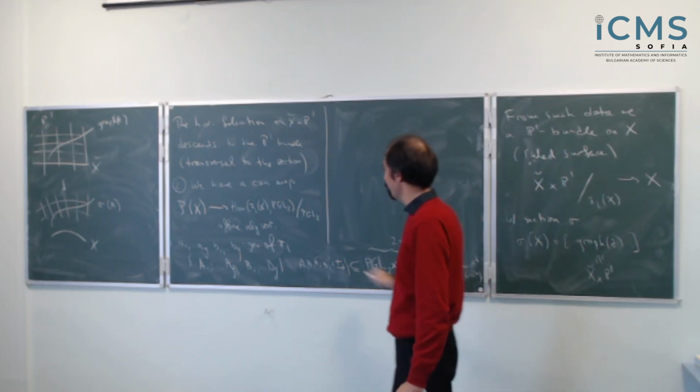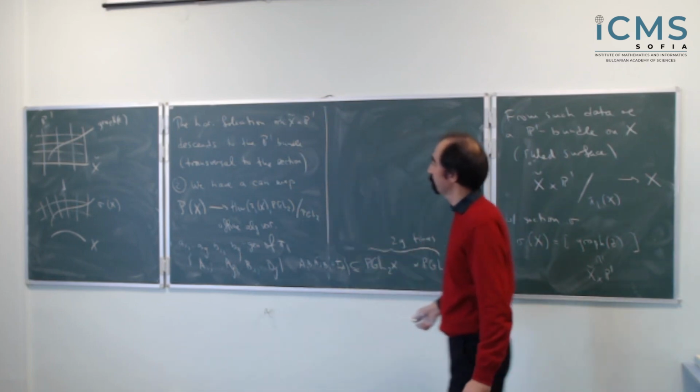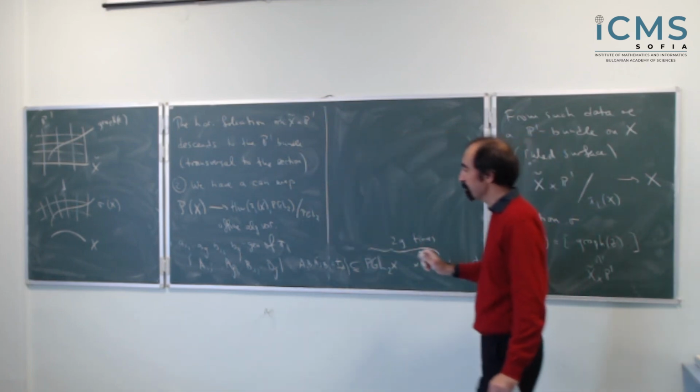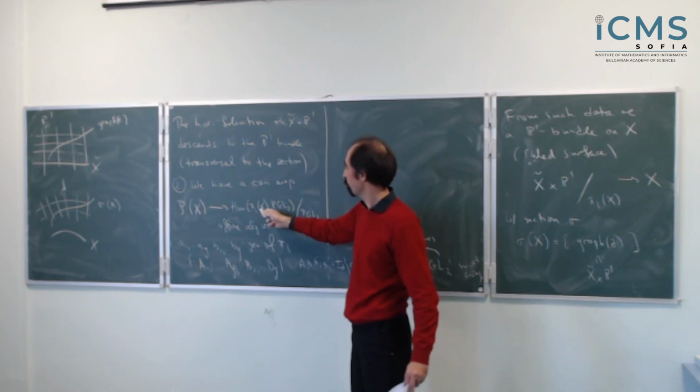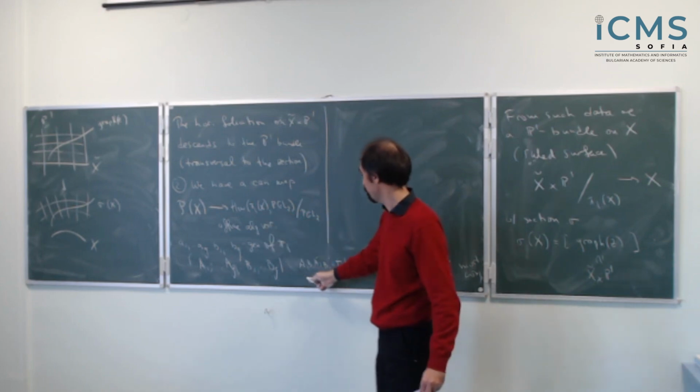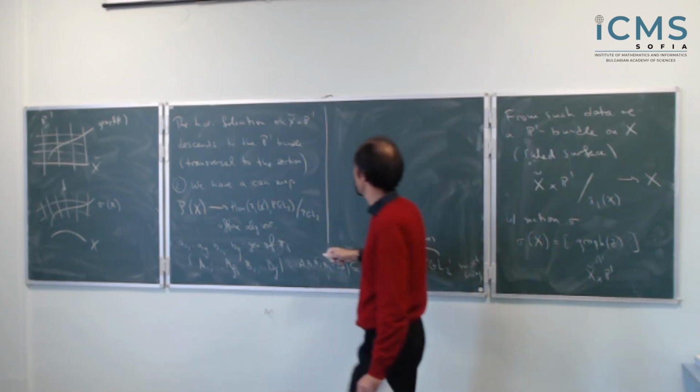So this is an affine variety. It depends only on the topology. It doesn't see the complex structure. The complex structure of this set is independent of the complex structure on X. It just sees the topology.